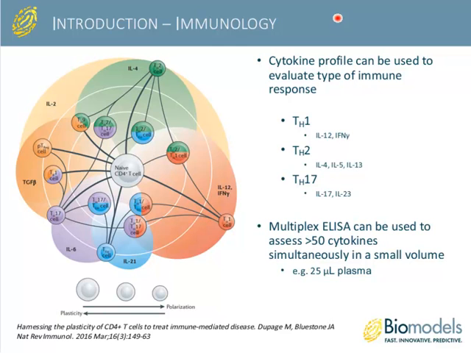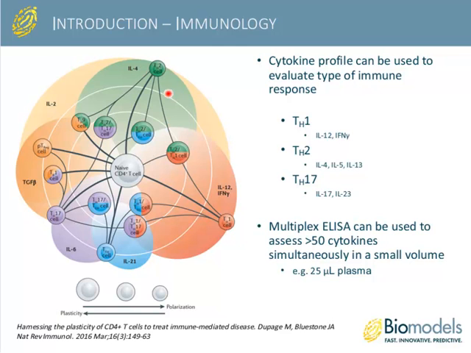Another way to look at this is a naive cell in the middle here, and depending on the cytokines that you expose it to, it can then differentiate into all these different subsets. So you give this cell a little bit of IL-12, interferon gamma, and you've got a Th1 cell. If you add in a little bit of IL-4, you can get a Th2, Th1 transition cell.